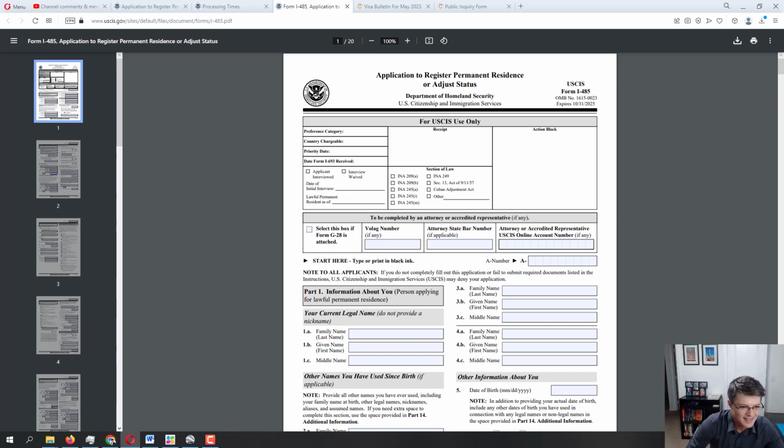Must submit this in a sealed envelope containing the original form I-693 that the civil surgeon signed and the medical exam result. They will not accept photocopies. Yes.